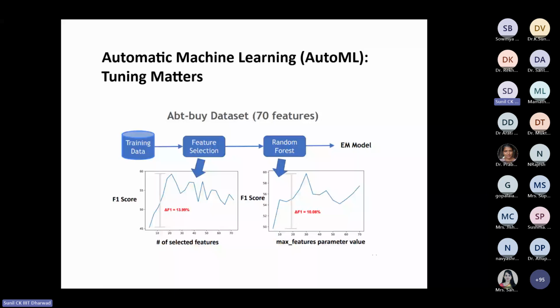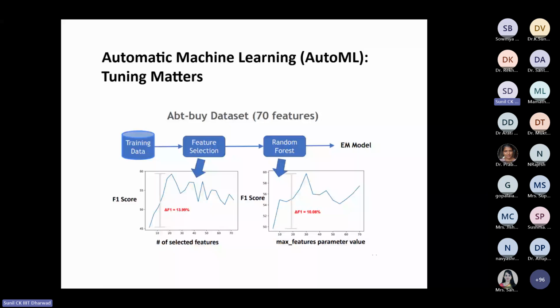Okay, so in automatic machine learning, tuning matters a lot. For example, if you have training data and you want to do feature selection, whatever features you select should be more accurate and more relevant for your task. You are going to evaluate the number of features selected in some manner. Based on whatever score you get, you decide that if this is the score, you are going to make use of this particular thing in your work.